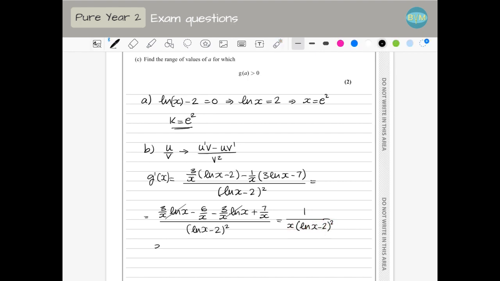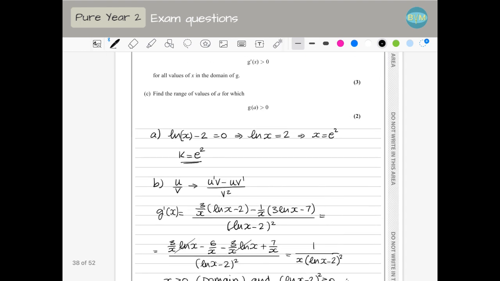And x is going to be always positive because of what they say, the domain, yeah? And ln x minus 2 squared is going to be positive because it's a square, yeah? So x is positive because of the domain, and ln x minus 2 squared is going to be greater than or equal to 0. No, it cannot be equal because, remember, x cannot be e squared, yeah? So this is going to be greater than 0, and therefore g prime x is going to be greater than 0. Yeah, that's the second part.